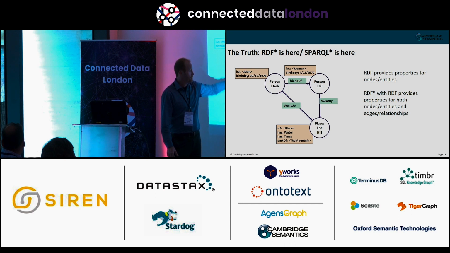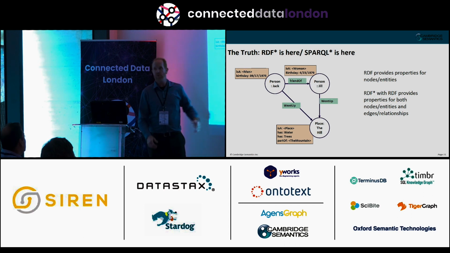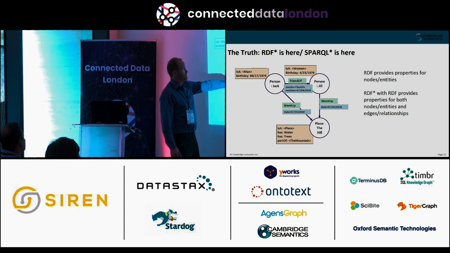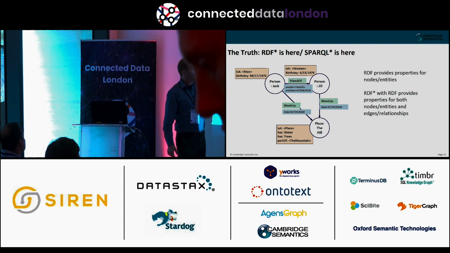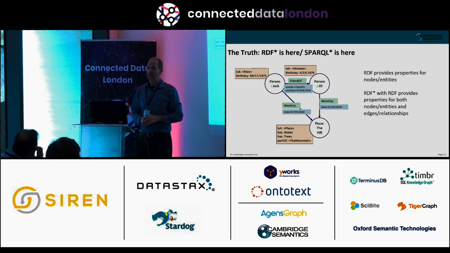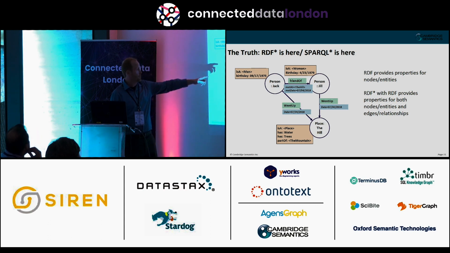Jill is a woman, she has a birth date, and the hill has some properties associated with it as well. RDF Star adds these blue boxes here, which are the ability to add the properties directly onto the edges. So now on the friend of edge, I can say where they met at. They met at the hill, and the met date. The same thing with the went up edge: the property there is the date they went up the hill, and so on.